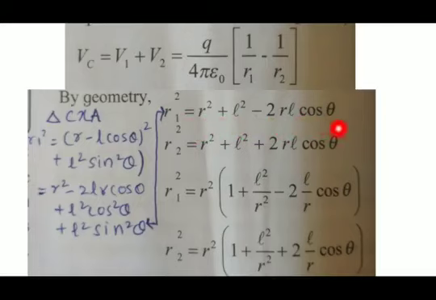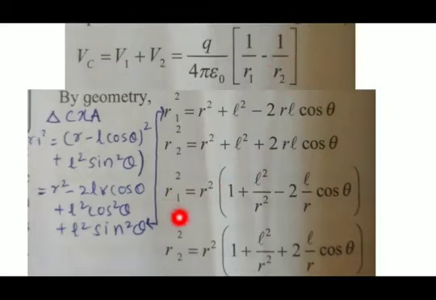In your textbook it is given directly, so here I have explained how this equation is solved. So r1 square is r square plus L square minus 2rL cos theta. Now similarly r2 square will be r square plus L square plus 2rL cos theta. If you apply the same thing by changing the triangle, you will have this same equation. Now what we have to find is 1 upon r1 and 1 upon r2.